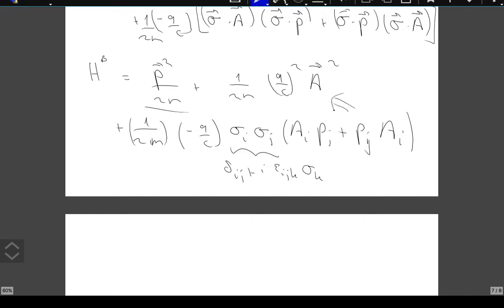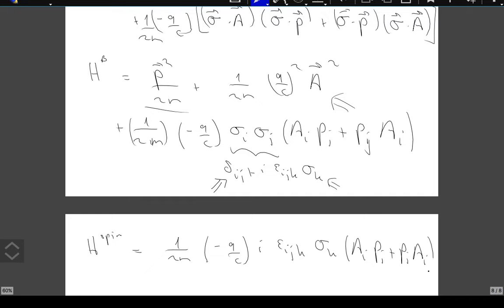Similarly, this term doesn't depend on the spin of my particle. It's like a potential. Even for a particle which doesn't have a spin, I would obtain that term. Similarly, this Kronecker delta ij term is the same whether my particle has a spin or not. The spin-dependent part is this one over here. So the spin-dependent part of my Hamiltonian is 1 over 2m, minus q over c, i epsilon_ijk sigma_k, (A_i p_j plus p_j A_i).